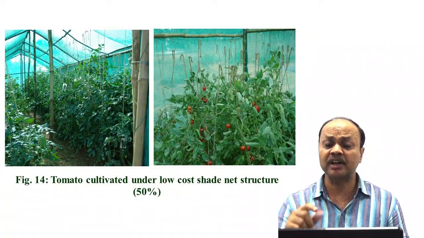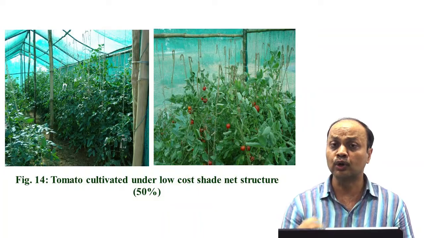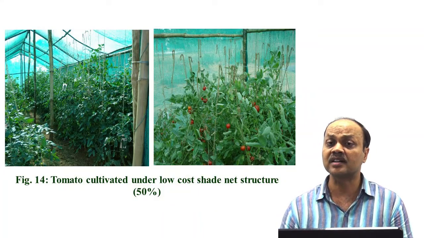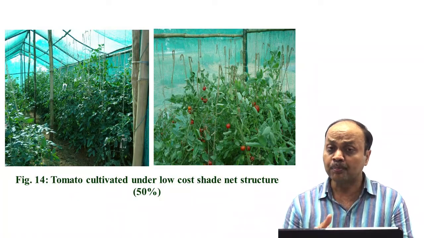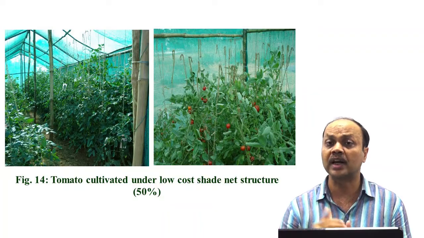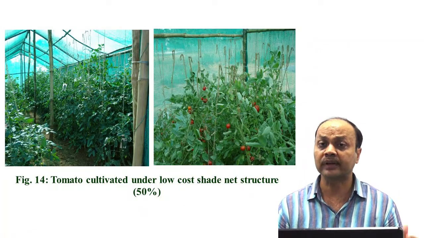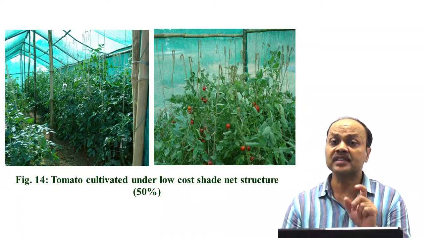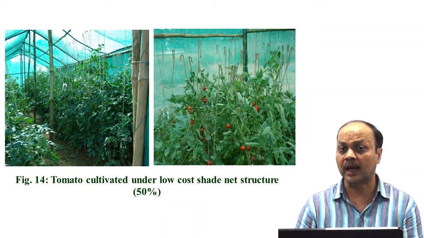But the problem with the permanent shade net structure is that, as I told you, during the rainy season or the winter season, light intensity will be very low in comparison to the open field. So based on the environmental conditions inside the shade net structure, you have to select the crop. As I told you, to grow tomato or capsicum, we can use this structure only during summer.